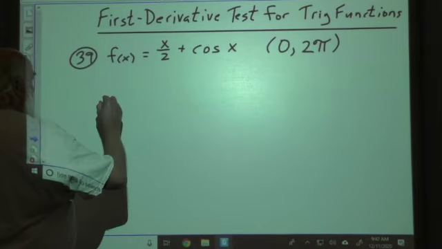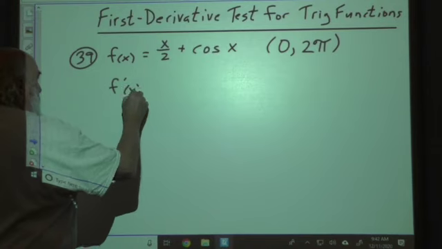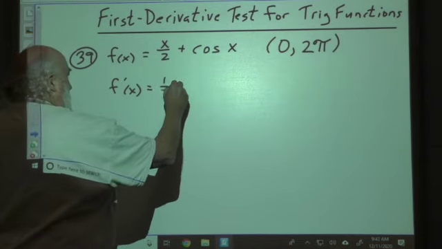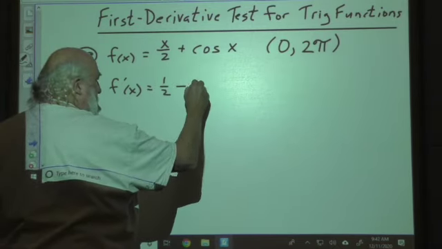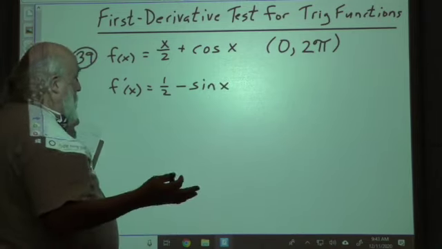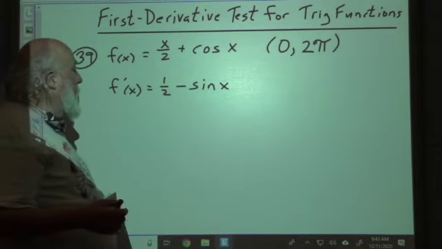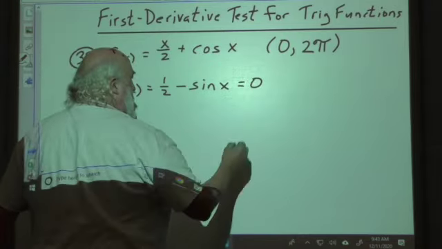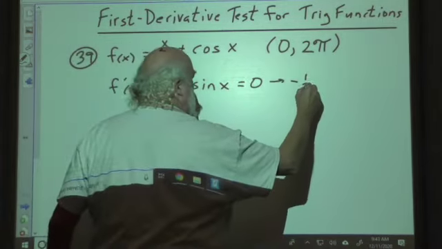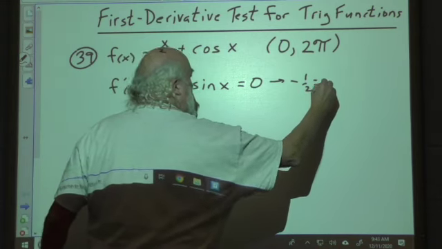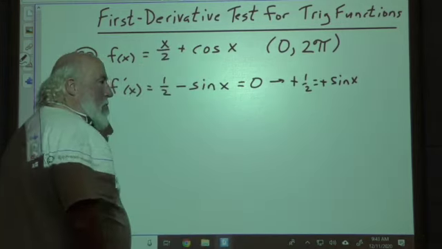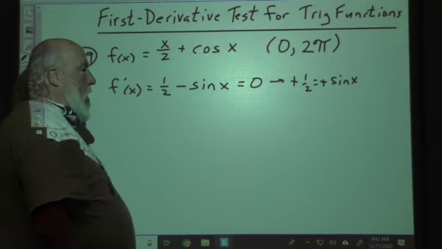So the first thing we do, like we did before, is find the derivative. The derivative of x over 2 becomes 1/2, minus, because it's the opposite of positive sine x, so it's negative sine x. And that is our derivative. We set that equal to 0 to find the critical points. If I move the 1/2 over, it's negative 1/2 equals negative sine x. We get rid of the negatives by multiplying both sides by negative 1, and we get sine of x equal to 1/2.